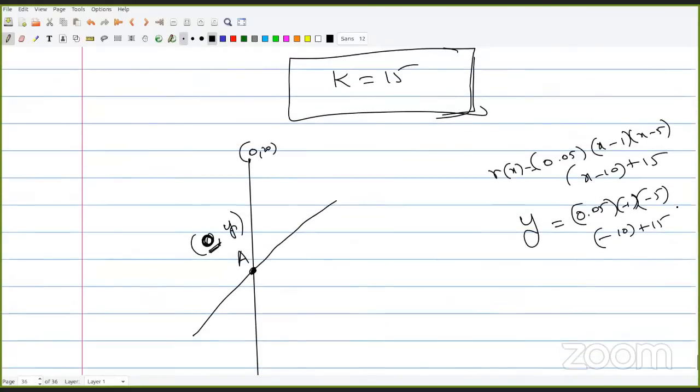After k is equal to 15, you substitute in r of x. We have to get the y coordinate of point A. We know that the x coordinate of point A is 0.